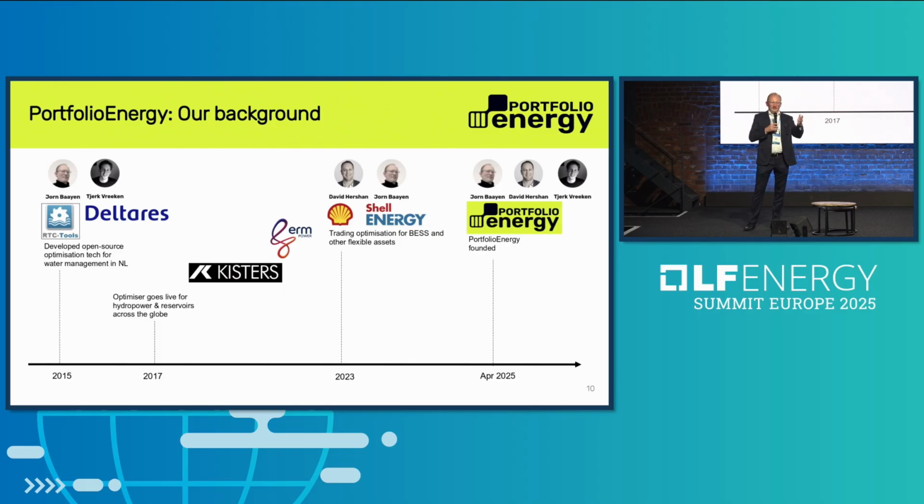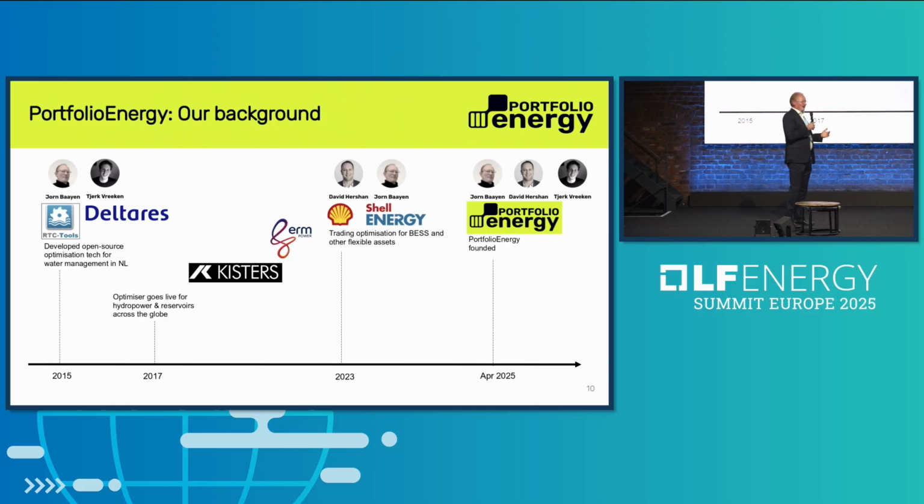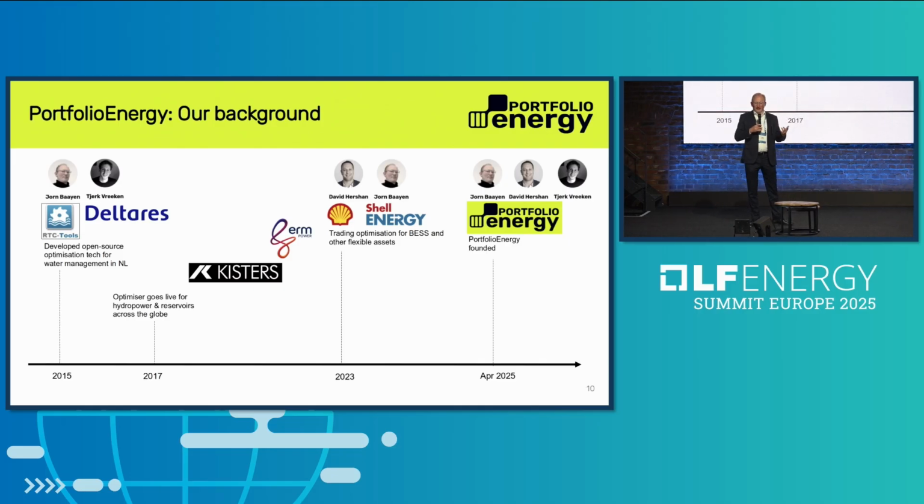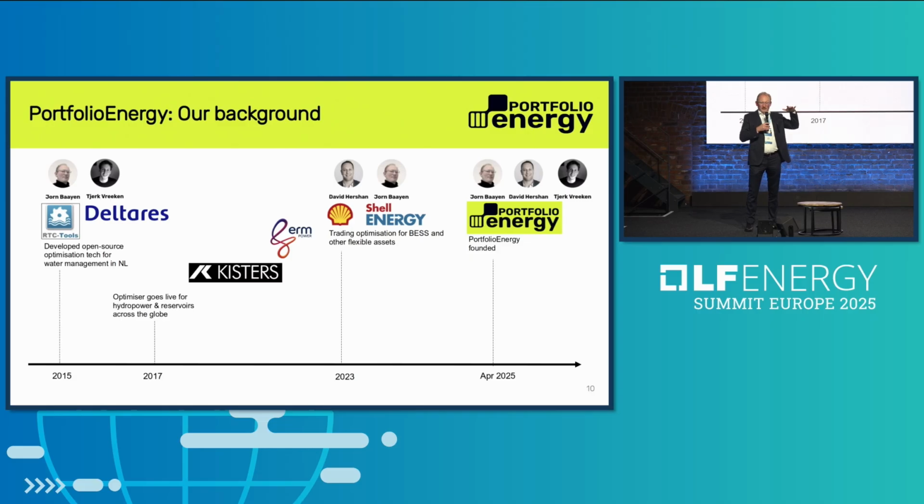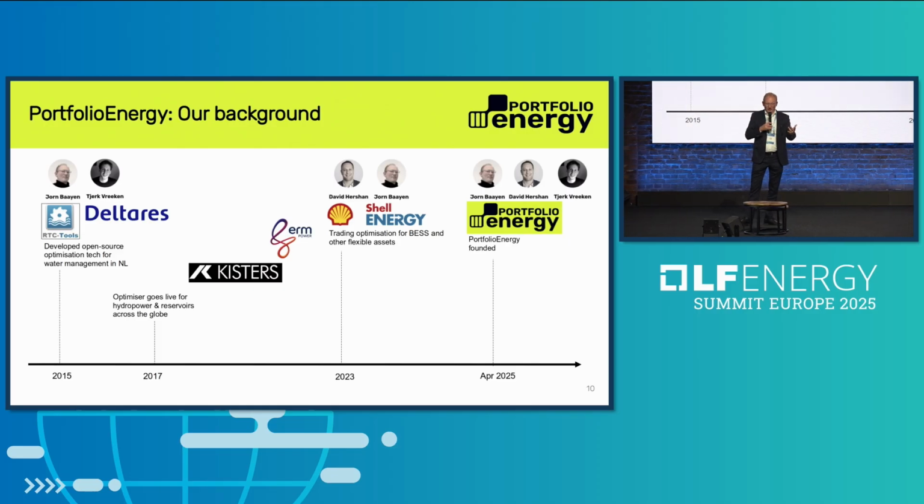So both Tjerk and myself were at Deltares at the time, Deltares being the Dutch National Research Lab for Water Management. And there was an ask from the Dutch state to build out a load flex capability for the fleet of drainage pumps in the Netherlands. So the Netherlands is, a lot of it's below sea level, and so active pumping is required to drain the land. And so the ask was, can there be a perspective that takes not only the water into the account, but also the grid?